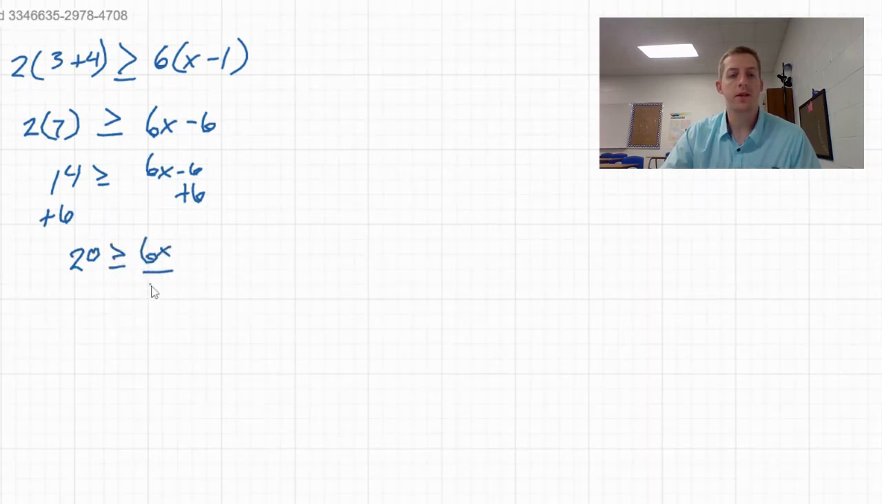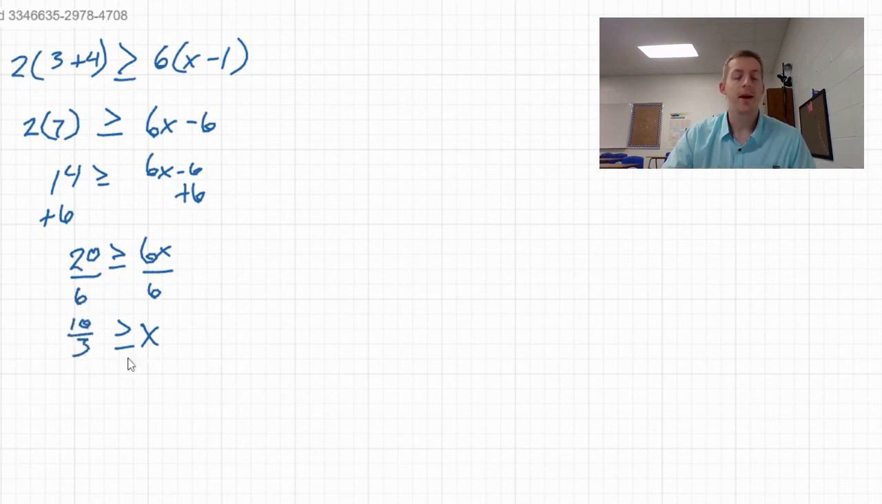I'm going to divide both sides by 6. It's a positive number. So what happens to this? Stays the same. I can take a 2 out of both of those. So that goes to be 10 thirds. 10/3 is greater than or equal to x.